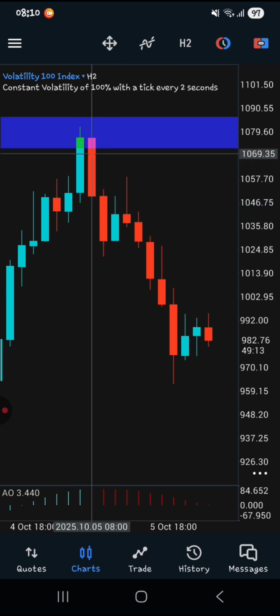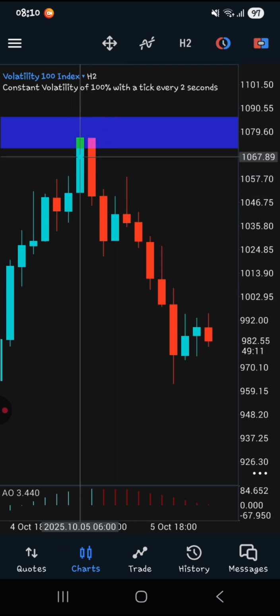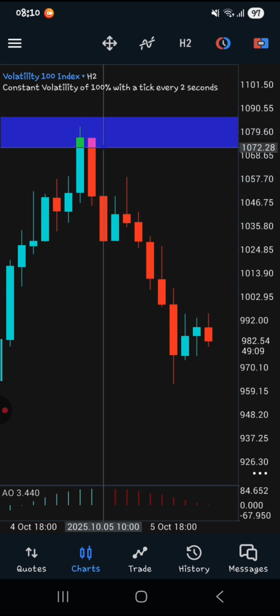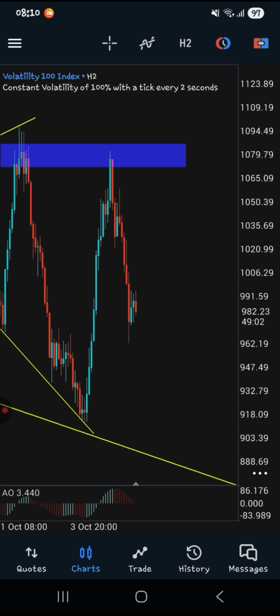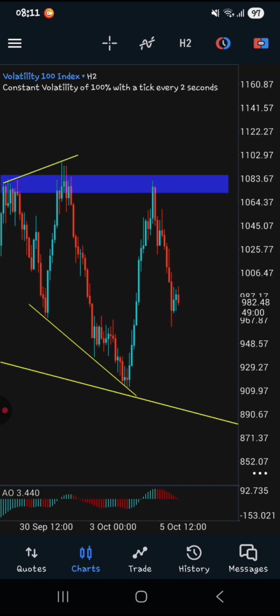Then one thing that happened here on the 2-hour time frame, if I zoom this out, is that we had an engulfing candlestick over there. That was actually a clear sign that this market is going to go down.